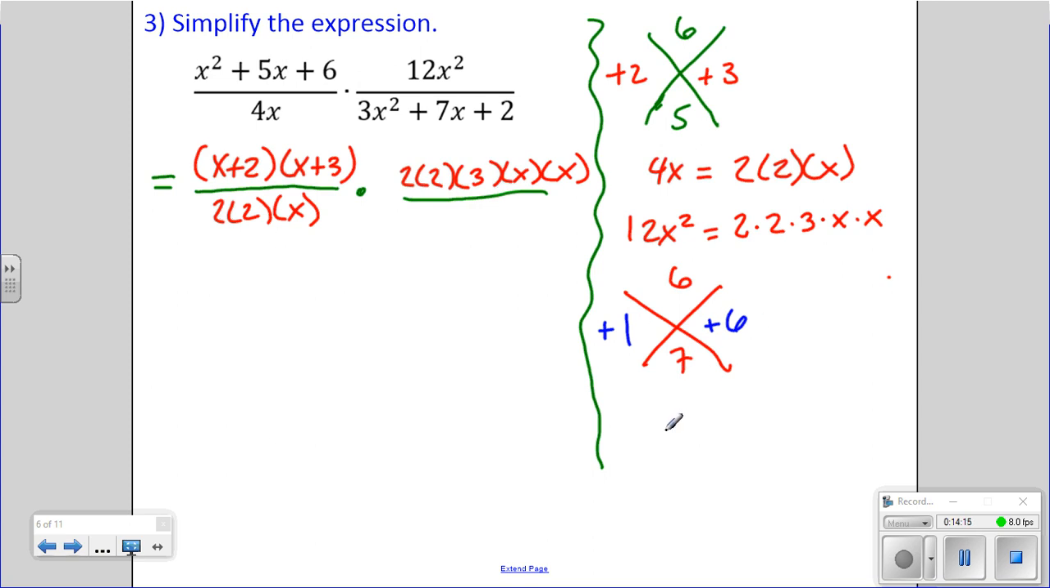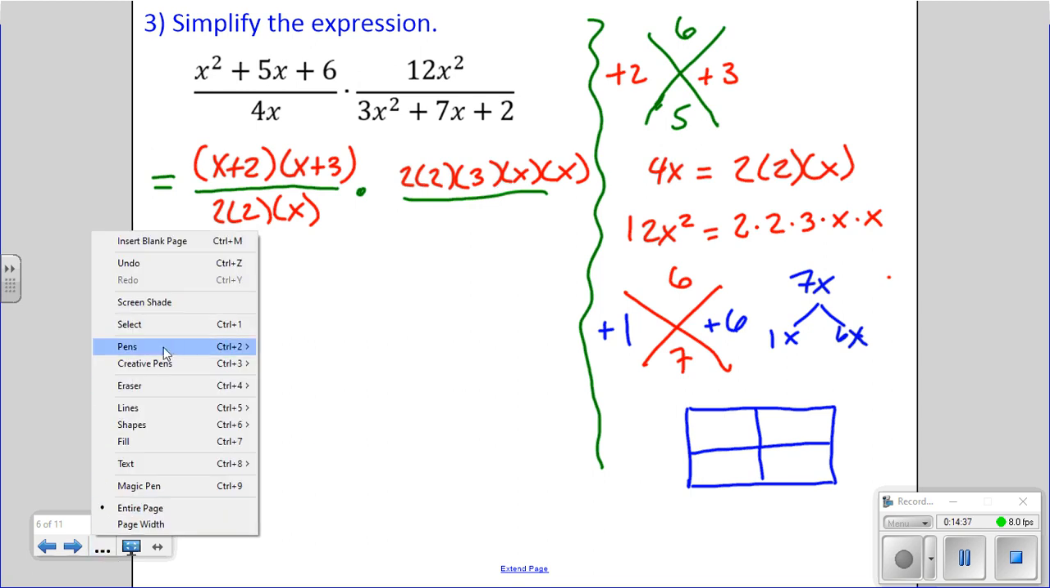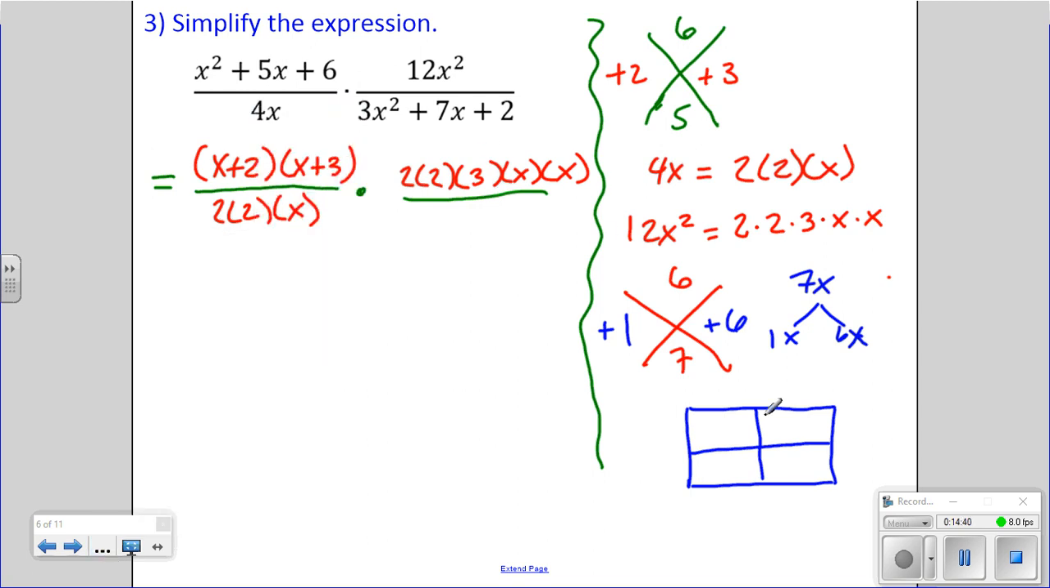Now the purpose of that was to split the middle. In other words, 7x is now becoming 1x and 6x. And then we draw our box, remember? I'm not showing every step that I technically used to take, but you remember the process. You should. So each term goes in a box, so 3x squared, plus 1x, plus 6x, yes, signs are critical, and plus 2.